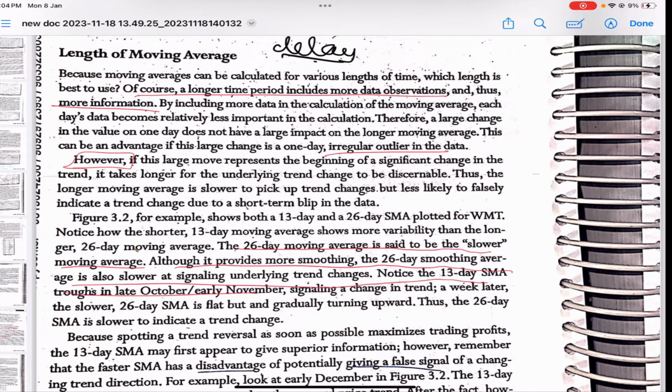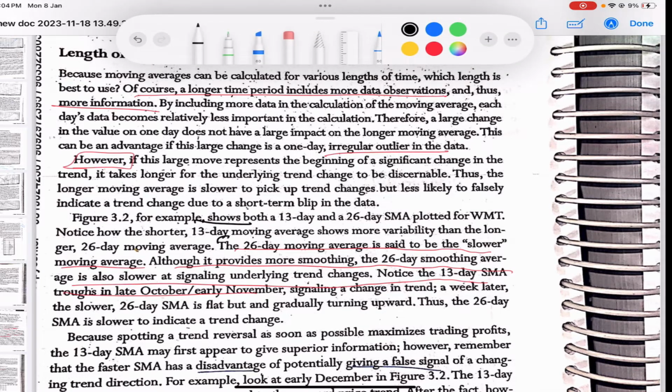By goals, I mean that it should align with the trading system you are following, according to your particular time frame, and then you have to choose. So now we have the 26 moving average and 13 moving average.